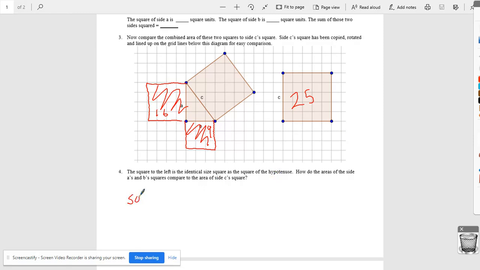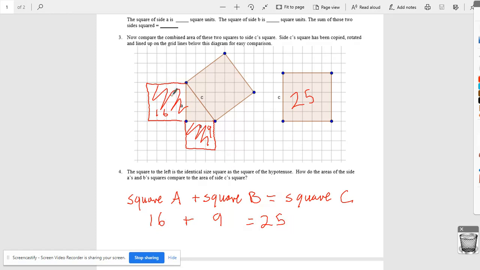Well, square A plus square B is equal to the area of square C. Really, we say, okay, well, that's 16 plus 9, we know, is 25. How did we get that?